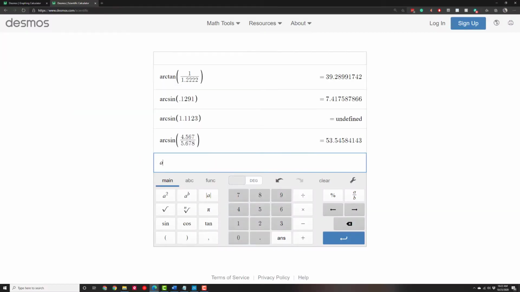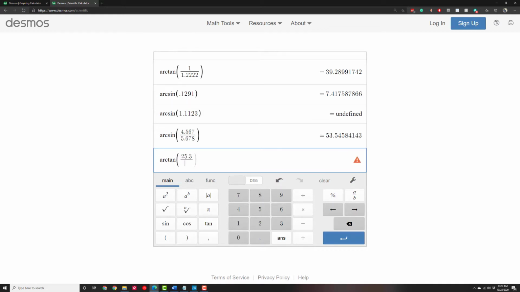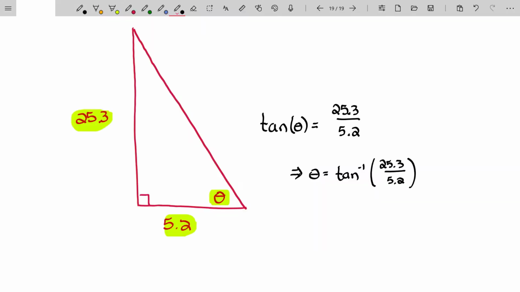So arctangent of 25.3 over 5.2, 78.4 degrees. So I'll write that in here, roughly 78.4 degrees. All right. And that's what this angle will be right there.